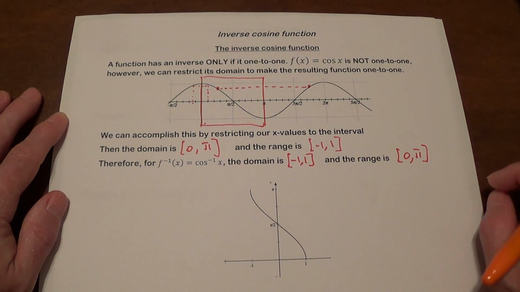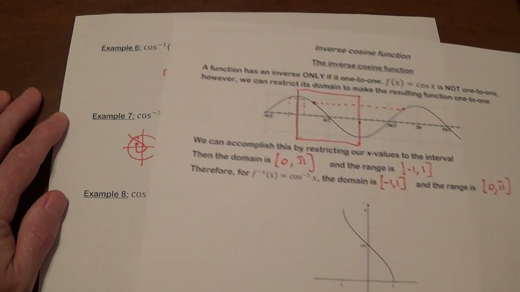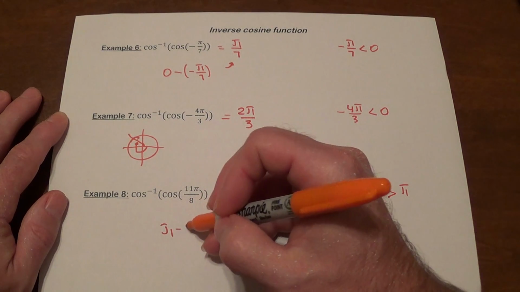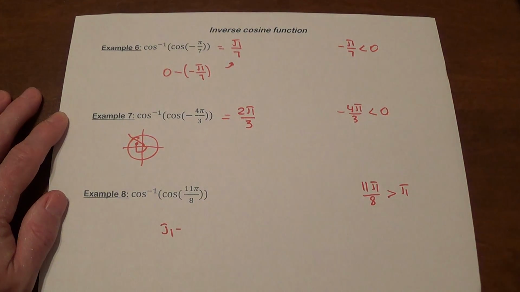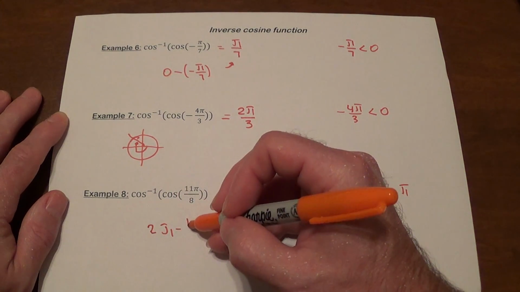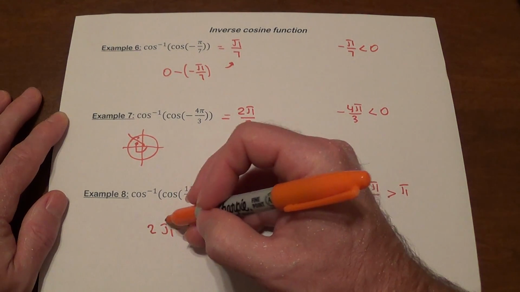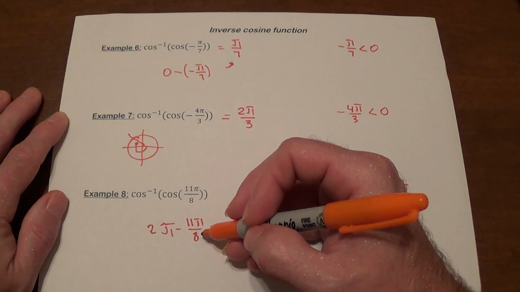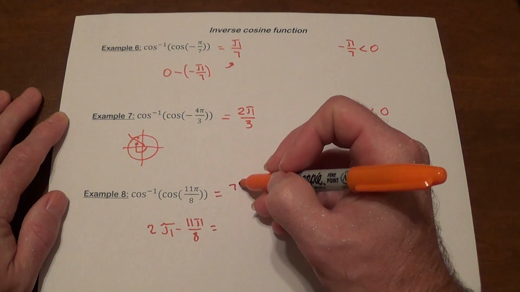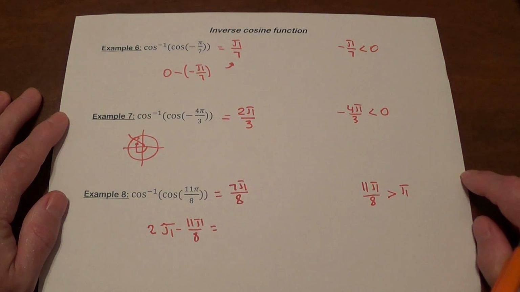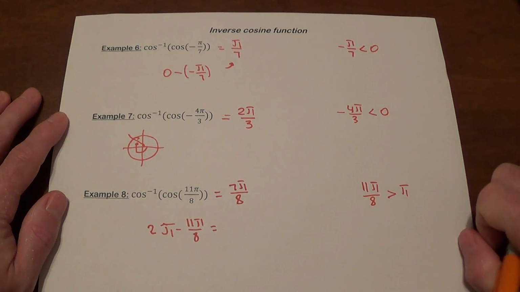Alright, so you can do pi minus, right? You can do pi minus 11 pi over 8, no, that will not work because it's going to give us a negative value. We'll do 2 pi minus 11 pi over 8, and that's going to give us 16 over 8 minus 11 over 8, so it's going to give us 5 pi over 8.